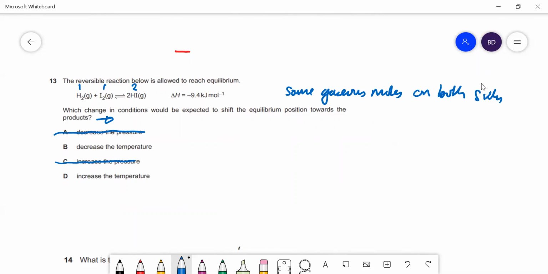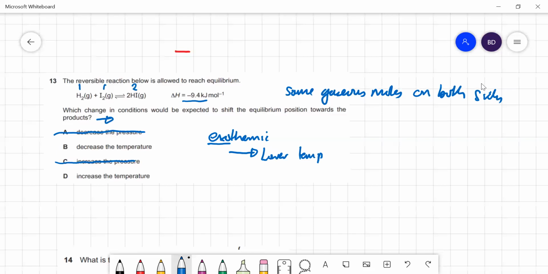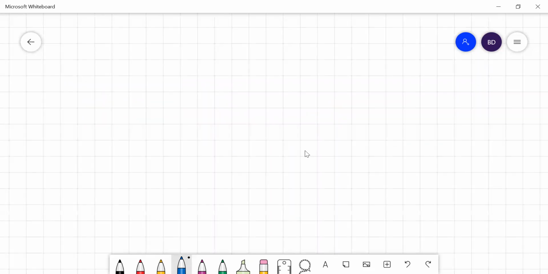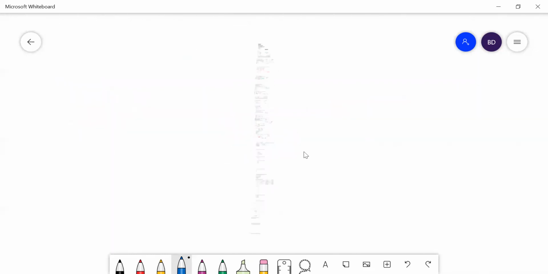We need to just think about the temperature now. Look, this reaction is exothermic. So if we want to push it forwards, we need to lower the temperature. Le Chatelier tells us if we lower the temperature, the reaction will move in the exothermic direction to try and warm up. So D is the right answer there.